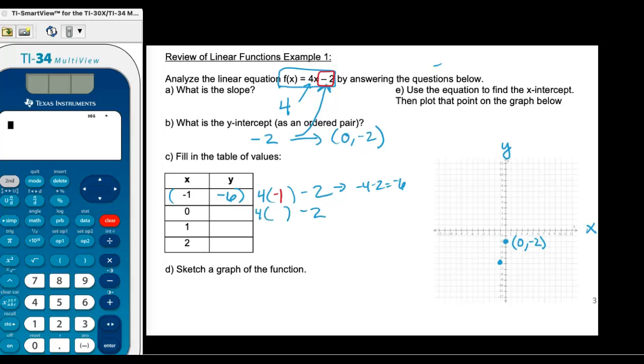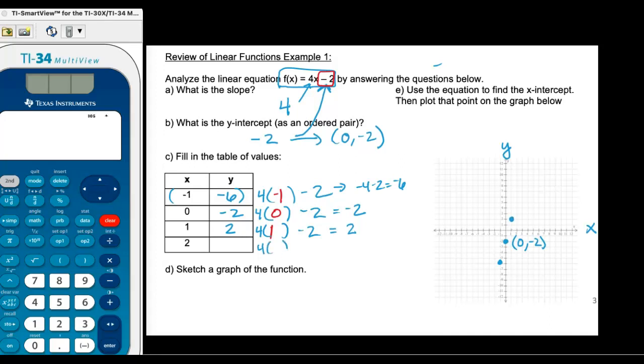So I'm going to plug in 0 for x. So 4 times 0 is 0, minus 2 is -2. And so 0, -2, we already have that point. That's the y-intercept. The next one, x equals 1. I'm going to plug in 1 for x. So 4 times 1 is 4, minus 2 is 2. So the point 1, 2. So over 1, up 2 would be right there.